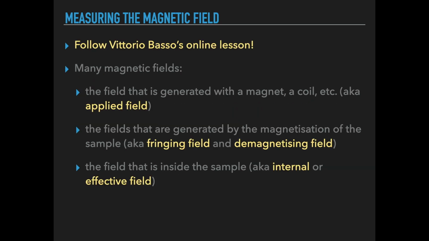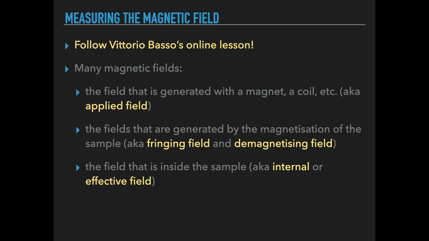When measuring the magnetic properties of materials, it is assumed that you are also able to measure the magnetic field that is applied to the material itself. The techniques used to measure the magnetic fields are covered in a different lesson made by Vittorio Basso that is also available online. But when talking about magnetic fields, we have to consider that there are several different magnetic fields. There are at least three.